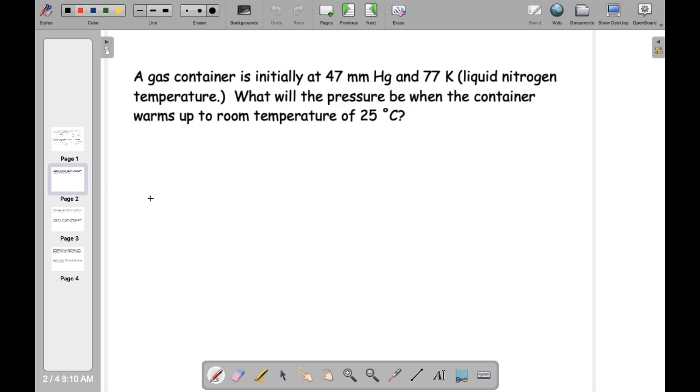Let's go down to the last example I have. A gas container is initially at 47 millimeters of mercury. Notice how we have a different unit here now. And 77 Kelvin. And now they're giving us Kelvin. We don't have to convert. So we have pressure over temperature equals pressure over temperature. Our pressure is 47 divided by 77.